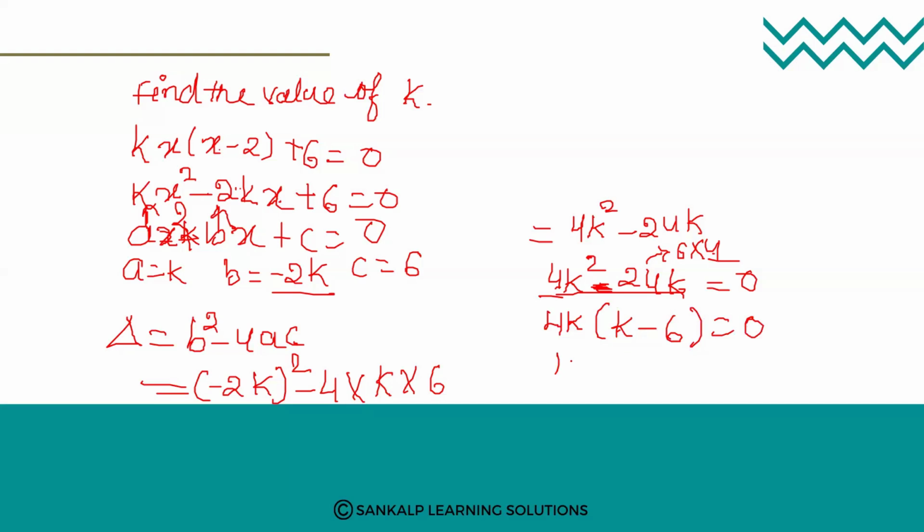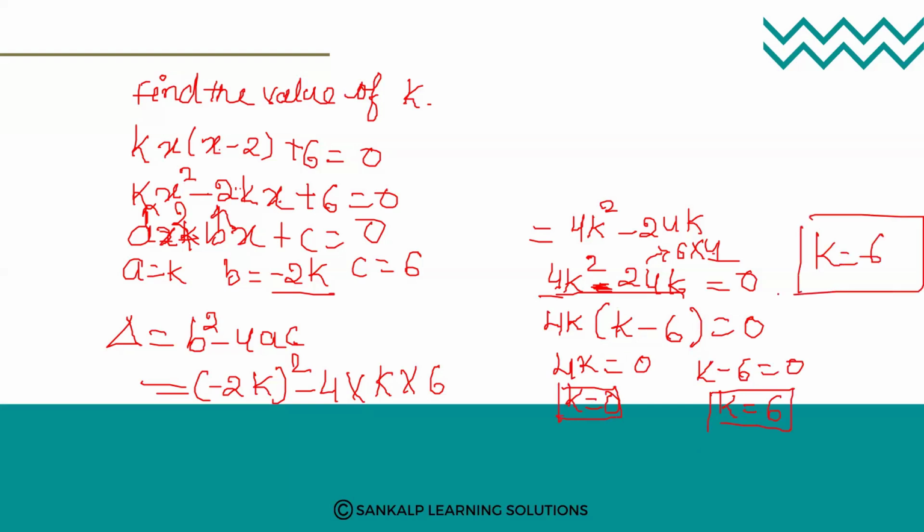That means 4k is equal to 0, and k minus 6 equal to 0. 4k is equal to 0 means transfer this 4 to this side, 0 divided by 4 you will have. Therefore, 0 divided by anything is 0 only. That means one root is k is equal to 0. Another root: transfer this minus 6 to this side, you will get plus 6. So, k is equal to 6. So, value of k is 6. Understood? This question can be asked for 2 marks.